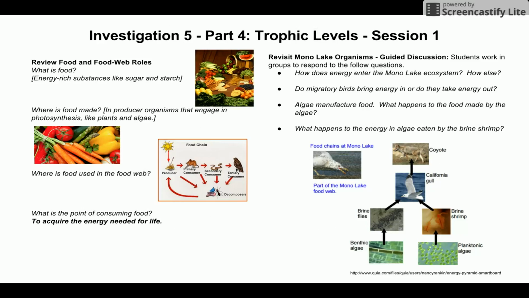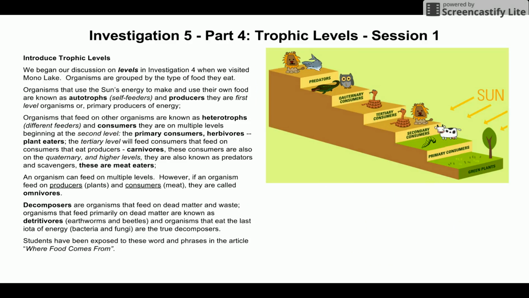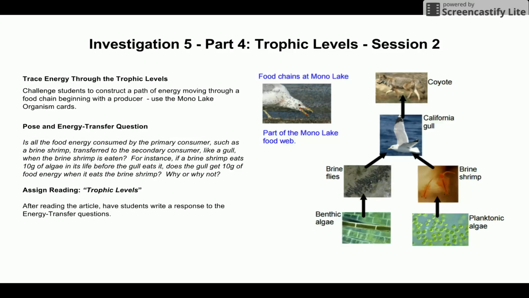Part 4, Trophic Levels, Session 1. Review food and food web roles with students. Revisit organisms and guide the discussions. Introduce the trophic levels. Remind students that they first were introduced to levels in Investigation 1. And after reading where food comes from, they should have become quite familiar with these phrases. If you have the time, you can discuss them more in depth. And if students have not recorded them in their notebook, you want to have them do so now.